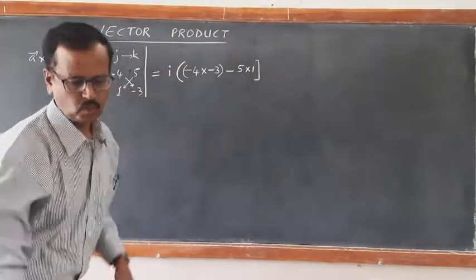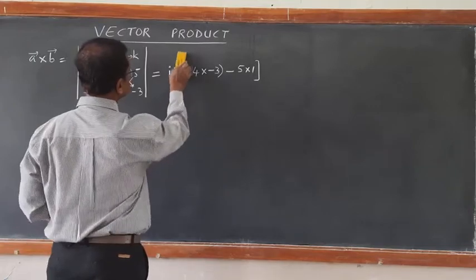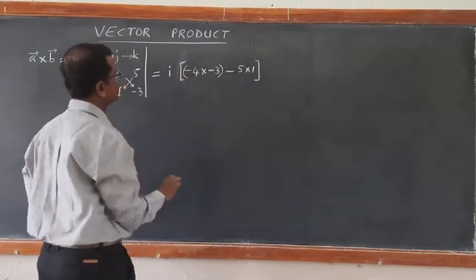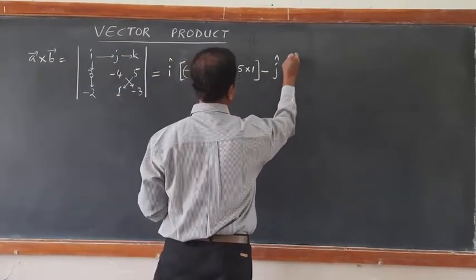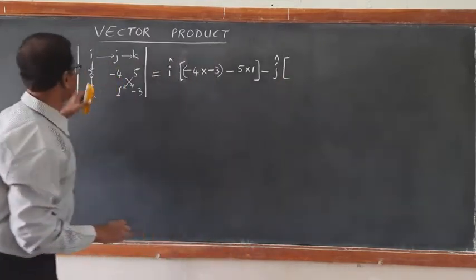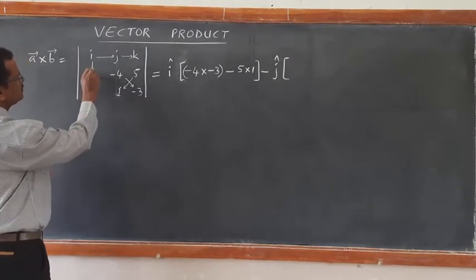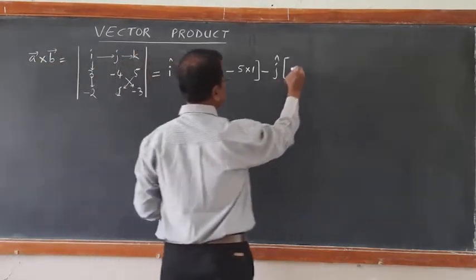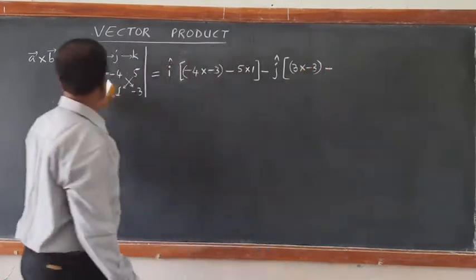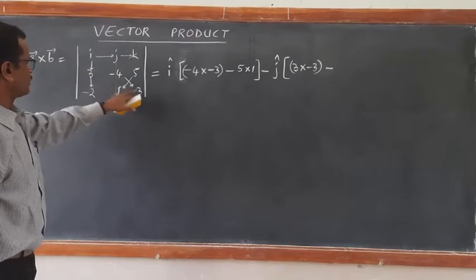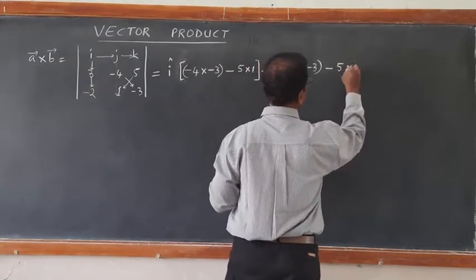This is the first bracket. Put the square bracket. Okay, this is i. Minus j into, again, leave the first row and second column. The second column will be left. You are left with 3 into minus 3, minus 5 into minus 2. So it is 3 into minus 3 into 5 into minus 2.